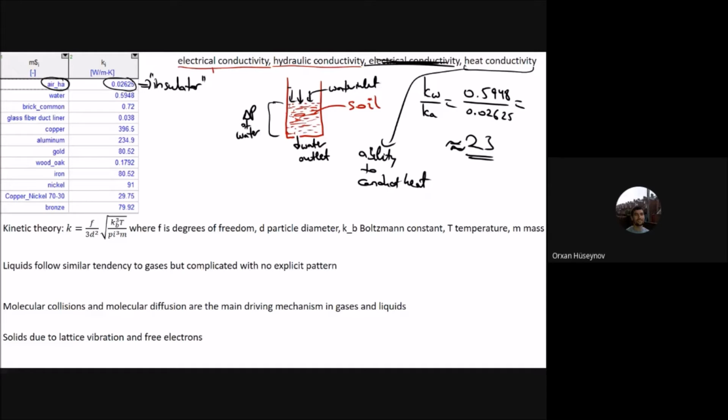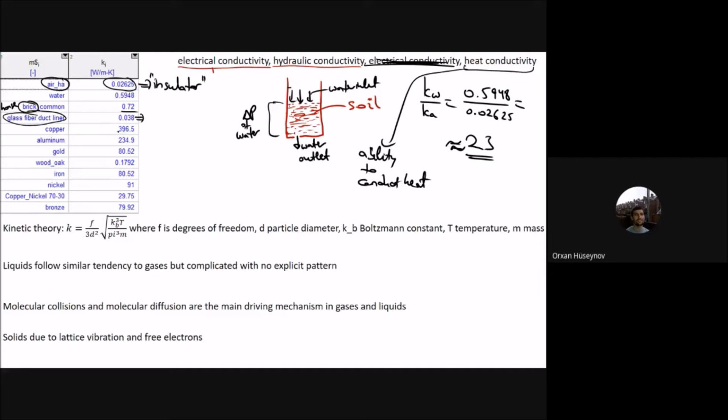This one is the ability to conduct water, fluid. This one is the ability to conduct electricity. And you can see water is 23 times more than the air. And the brick that we are using in our house has a conductivity of 0.72. Glass fiber is an insulator material, and this has 0.038. Okay, the glass fiber is insulation material.